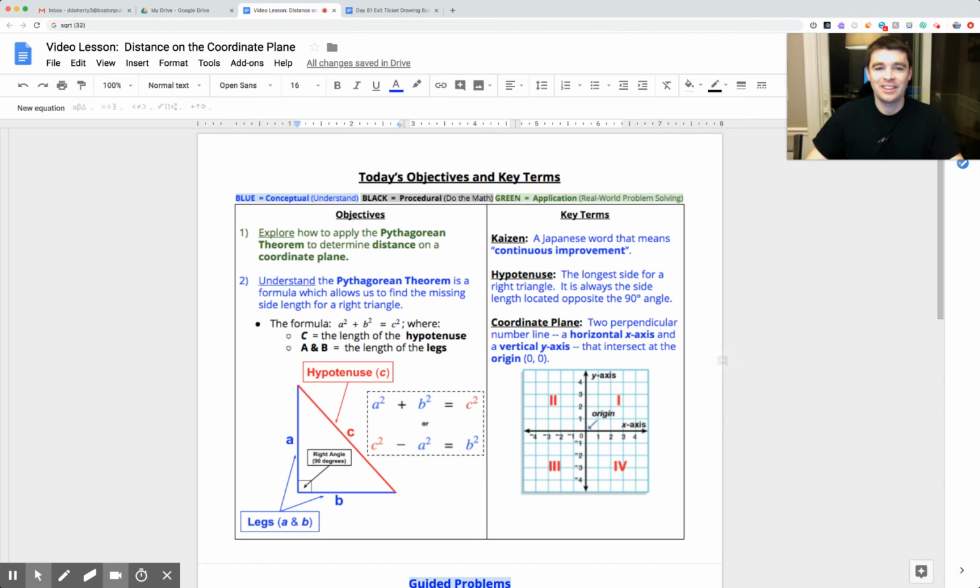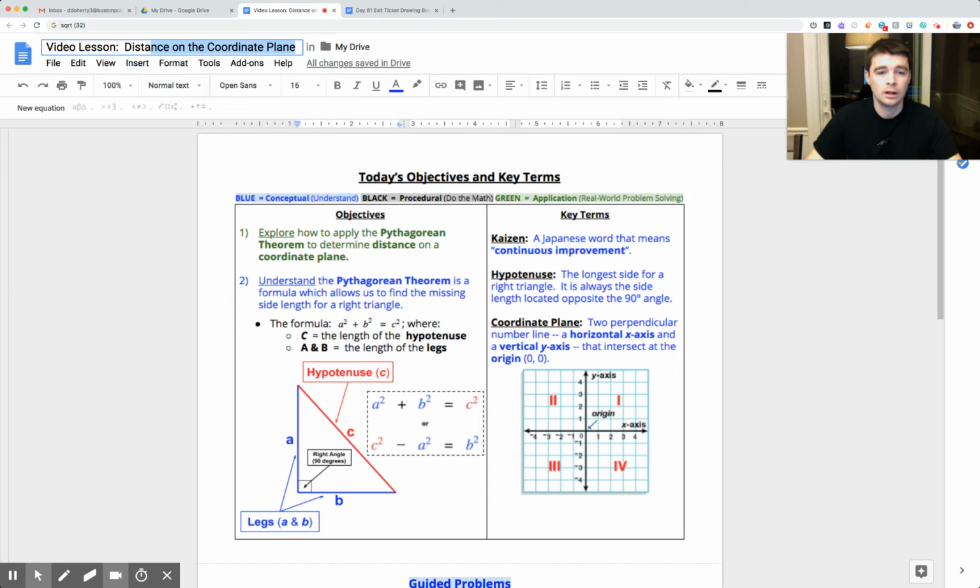Good morning. In this video lesson, we're going to talk to you about the Pythagorean Theorem. Our specific focus now is going to be how do we use the Pythagorean Theorem to find distance on the coordinate plane. So let's take a look at our objectives and key terms today before we look at the guided problems.